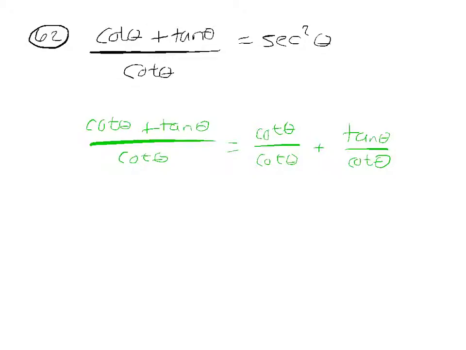Do you guys understand what just happened? I just split it up. Now cotangent over cotangent, I can actually cancel them, right? Because those are the only things in the fraction. So they cancel to become 1. What about this tangent over cotangent thing? What should we do there?